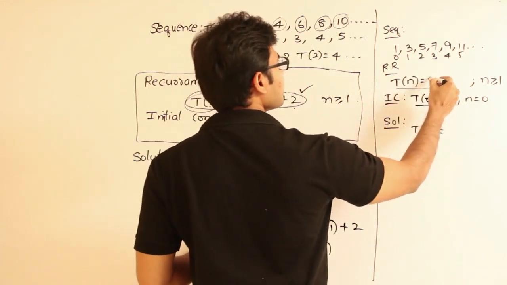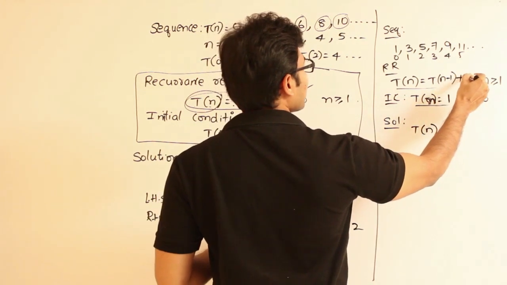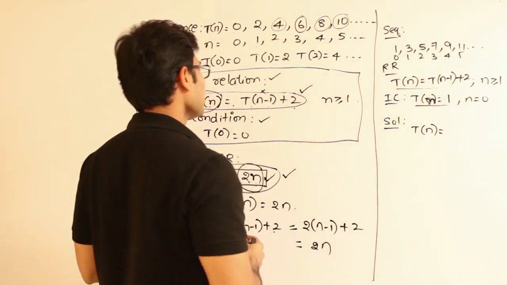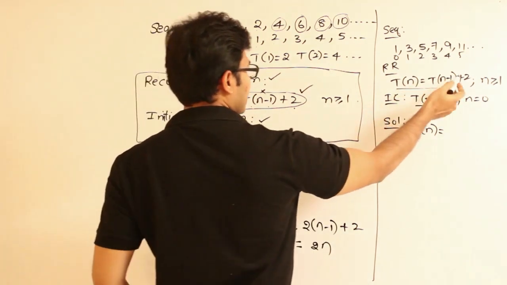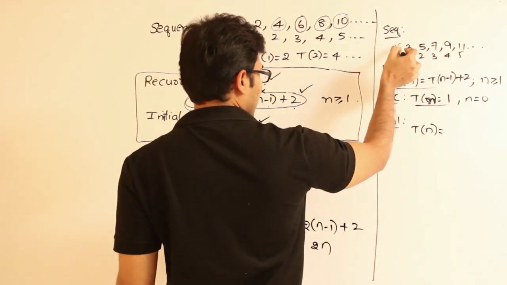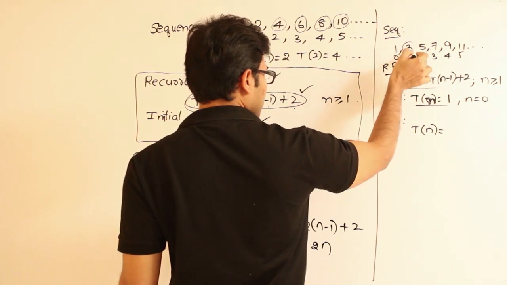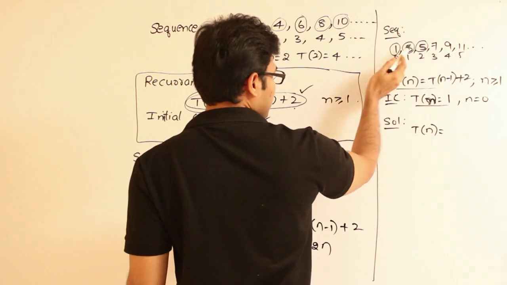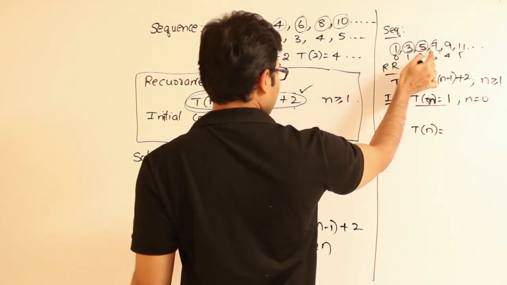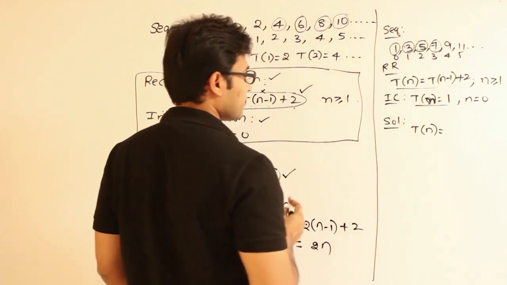So what can I say? T of n equals T of n minus 1 plus 2, the same recurrence relation, right? Which means if you want to get this term, you take the previous term and add 2. If you want to get this term, you take this term and add 2. If you want to get this term, you take this term and add 2, right?